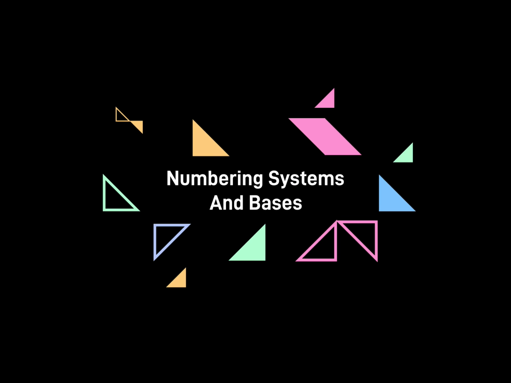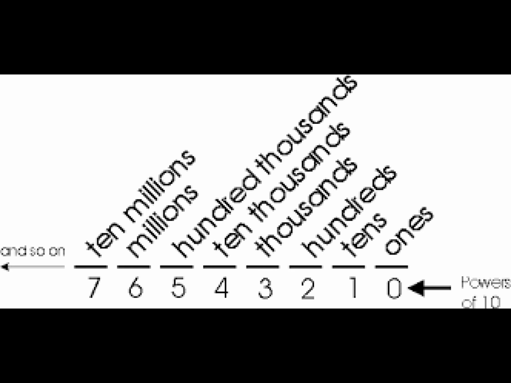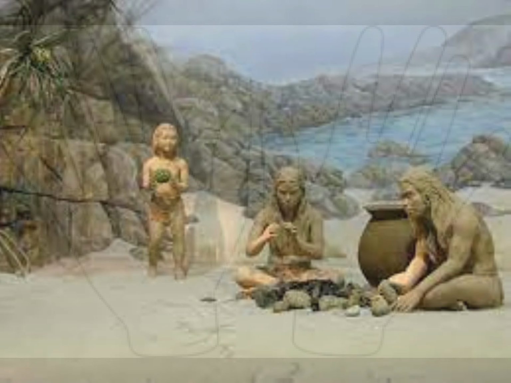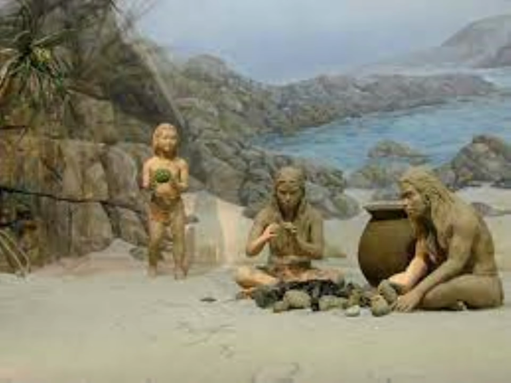Numbering systems and bases. The term decimal means base 10. This is what we all grew up learning. It is used because we have 10 digits on our hands, and the first people to count used their hands to represent quantities. Base 10 goes from 0 to 9.